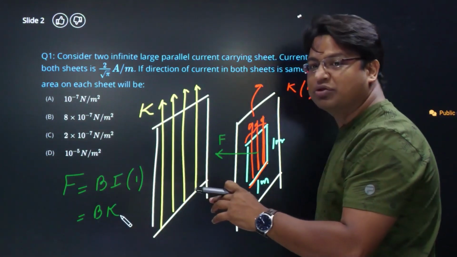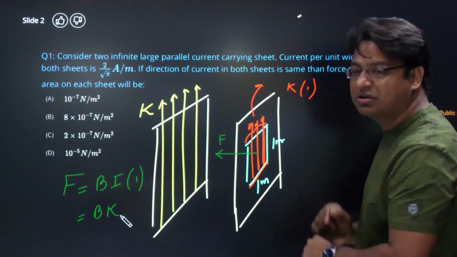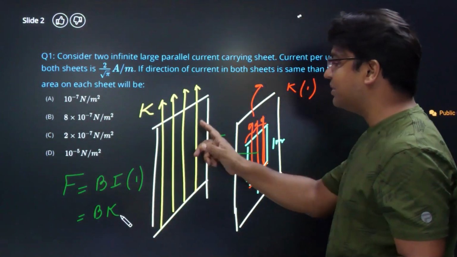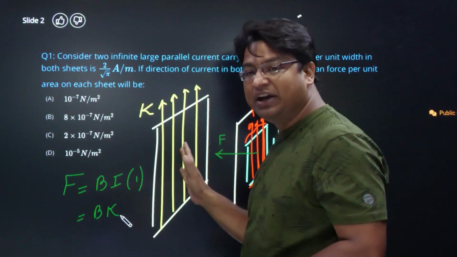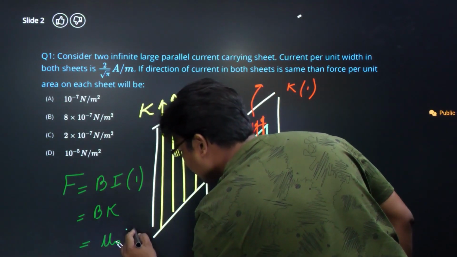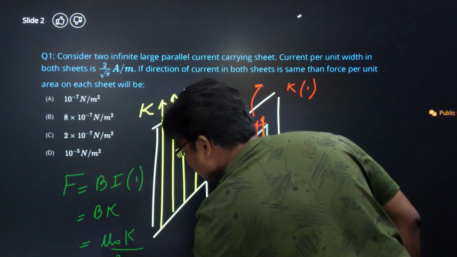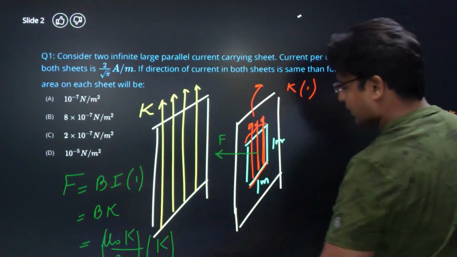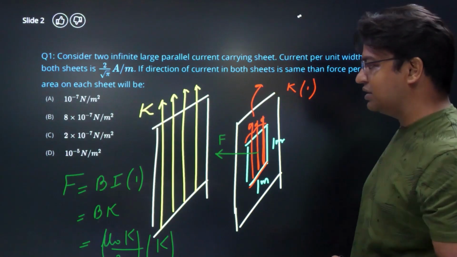Alright, I am calculating force, but I have considered the dimensions as 1 meter square. So whatever I get from here, that is the answer. Now, how much is the magnetic field produced by an infinite sheet? That magnetic field is given by mu naught K by 2. So this is B, this is K. This product will give me the answer. So this is going to be our answer.